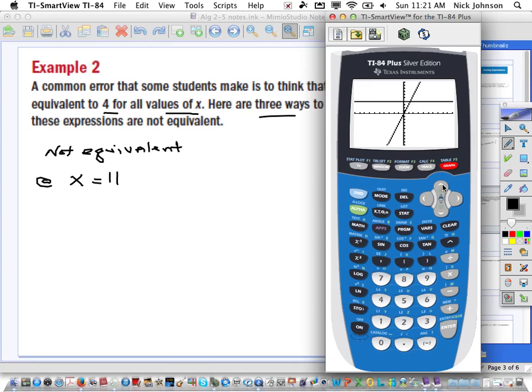And I could scroll up to that. So it's not like they're never equivalent. They're actually equivalent at what we would say is roughly, I don't know, 1.5, right in there. Okay? But they are not lying on top of each other. Since they're not lying on top of each other, these things are not equivalent. They might be equivalent at one point right here, but they're not equivalent anywhere else. So there's the second way.